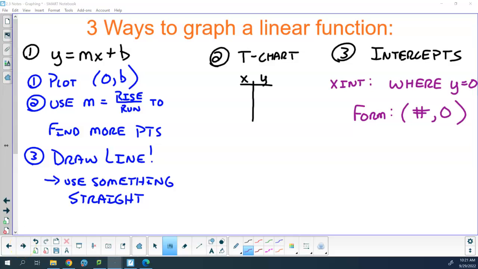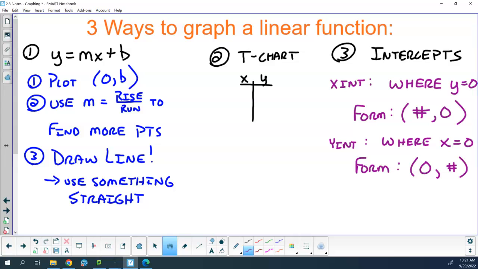Okay? Then we also got the y-intercept. And the y-intercept is where the line crosses the y-axis, so that's where x is 0. So we would plug in 0 for x and then solve for y. That one's going to take the form of 0, comma, some number.